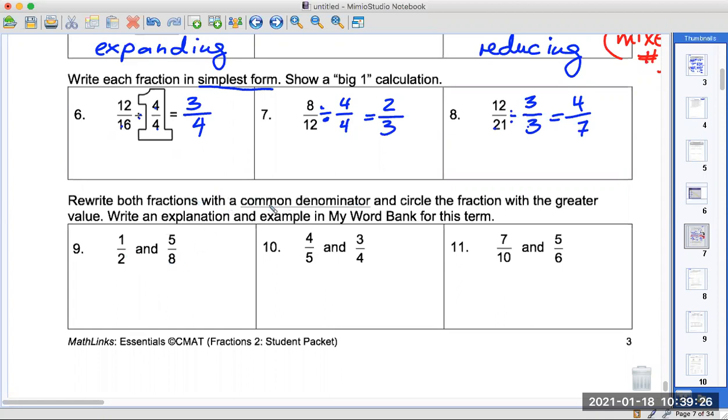Rewrite both fractions with a common denominator, circle the fraction with a greater value, and we already have the explanation, okay? So we're looking for the common multiple of 2 and 8. All right? Now, remember I told you, you can always multiply. 16 is a common denominator. Is it the lowest? No, there's one lower. So I'm going to show you how to find the lowest.